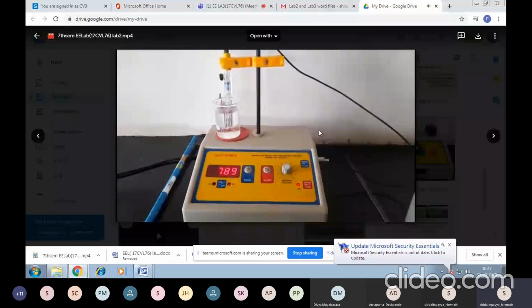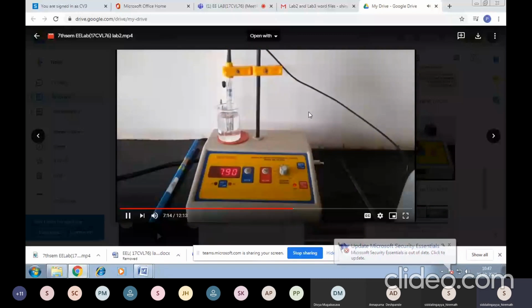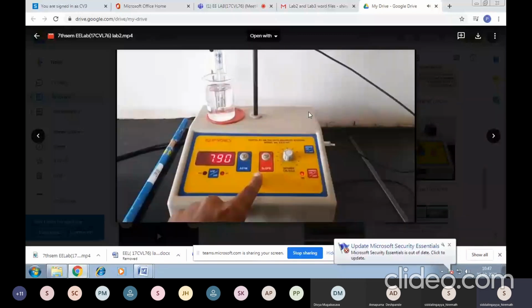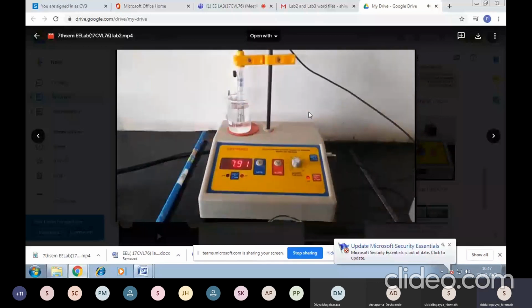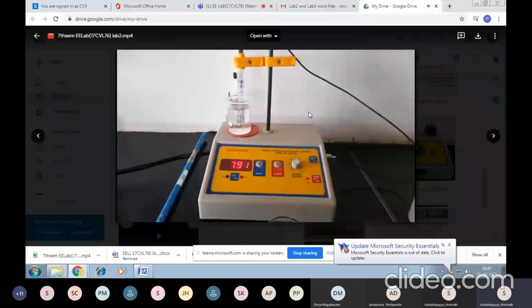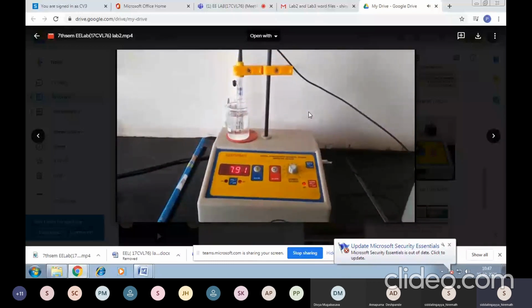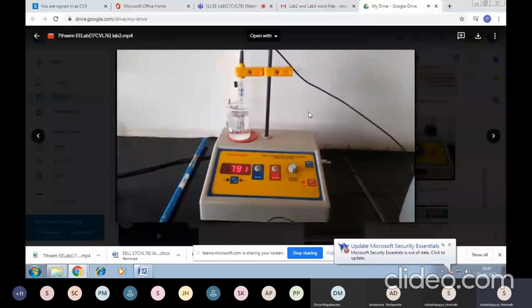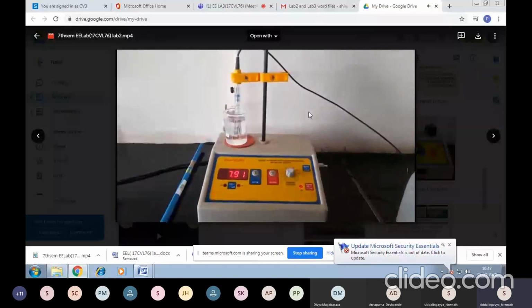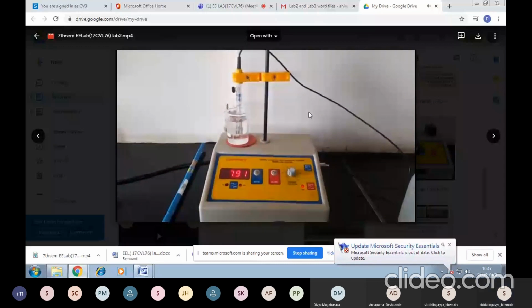Next step is adjust slope. This is to adjust the slope of the electrode. Normally, electrode generates 54.15 microvolt per pH at 0 degree centigrade. But if electrode is continuously used for measurement of highly alkaline solution, it tends to generate lesser potential per pH. In this event, the electrode may still be used by adjusting this control.